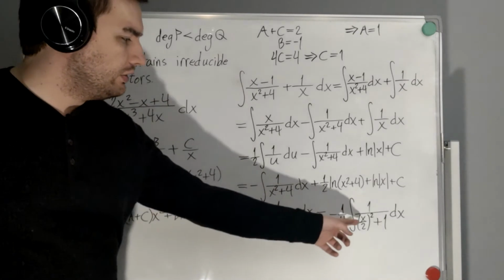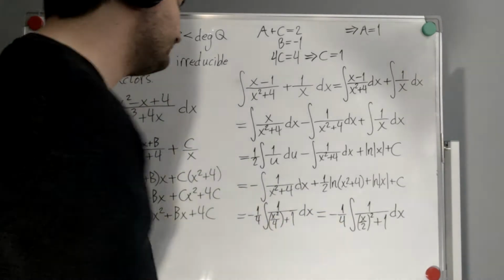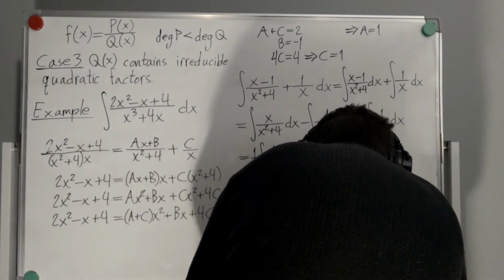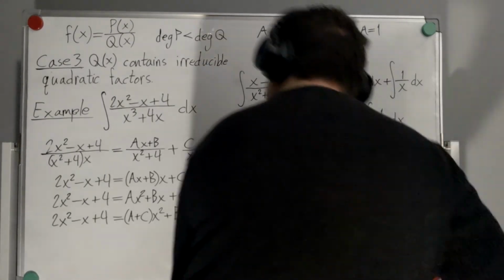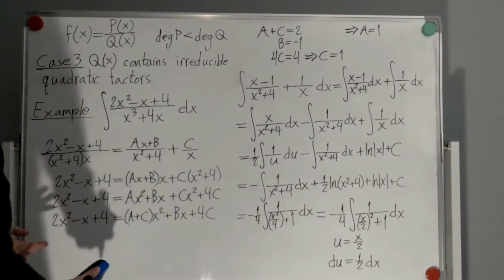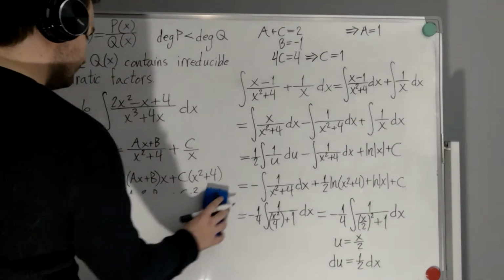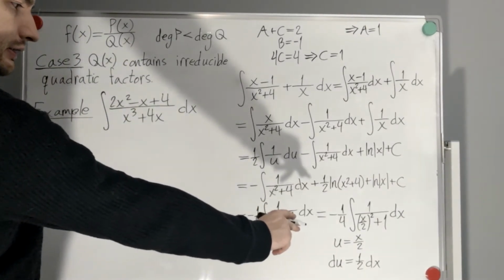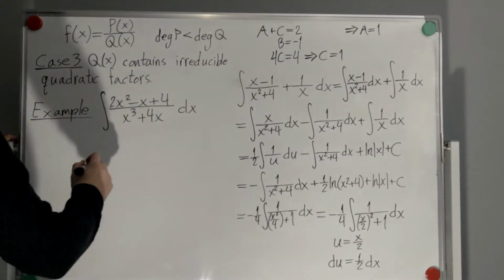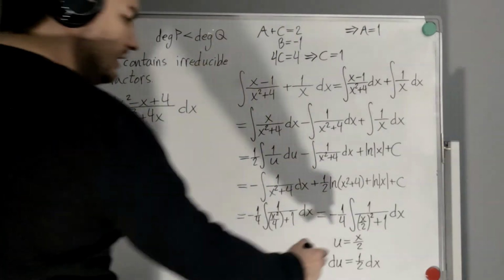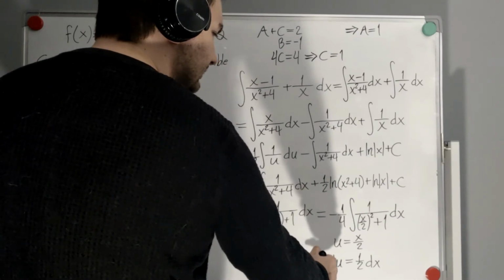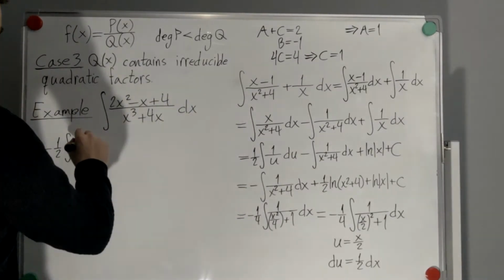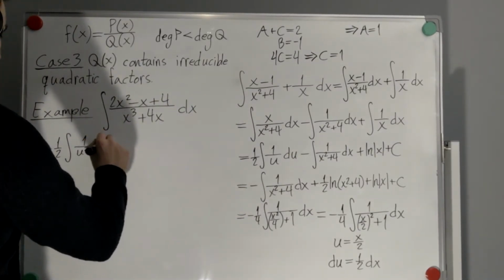Now from here we can say u equals x over 2. If we do that, then du ends up being 1/2 dx, of course. Running out of space, I guess let's erase this first part. Now, that means dx becomes 2 du, which means we have now negative 1/2 integral of 1 over u squared plus 1 du.